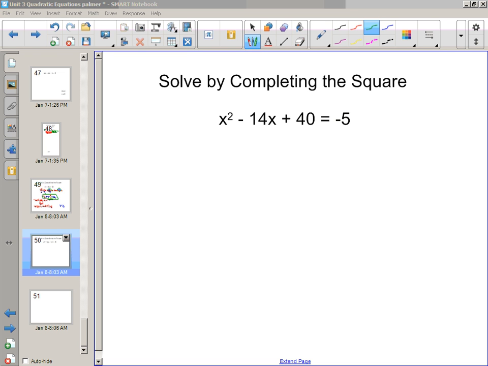All right, let's go over one more problem that you might run into, and we'll do the whole process. We'll complete the square, and then we'll solve it.